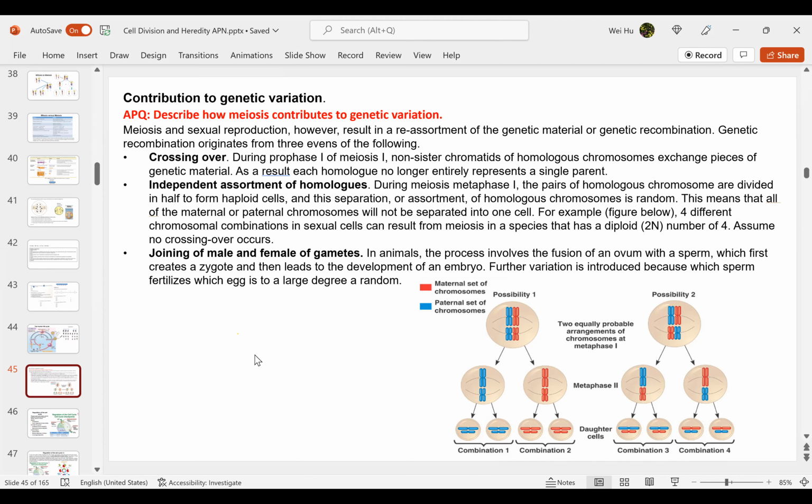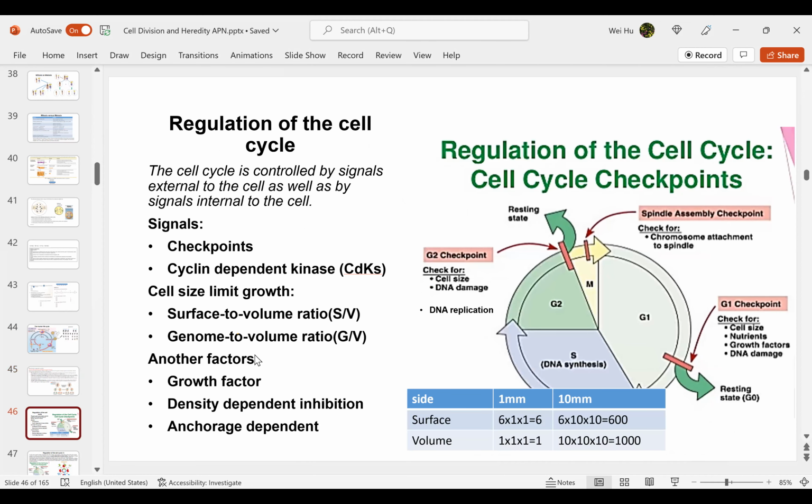Okay, so now let's talk about your regulation. So your cells only divide when your body needs to. We just talked about it yesterday about the energy. Same thing happened in the cell division. So what's the checkpoint? Okay, checkpoint. So number 1 is a checkpoint.